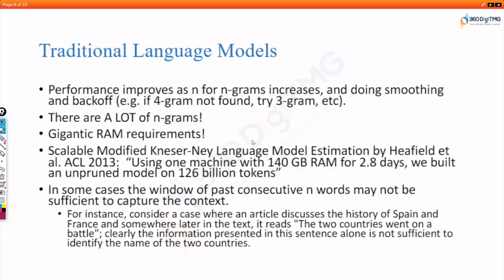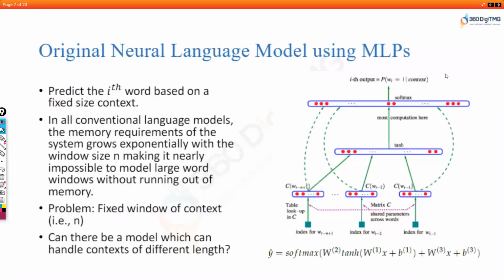Okay, this is also another disadvantage with your traditional language models. Then people thought, okay, if this doesn't work, can we experiment with a multi-layered perceptron, MLP? And then they experimented with MLP to see whether that issue would be resolved or not. So let's see how it works.